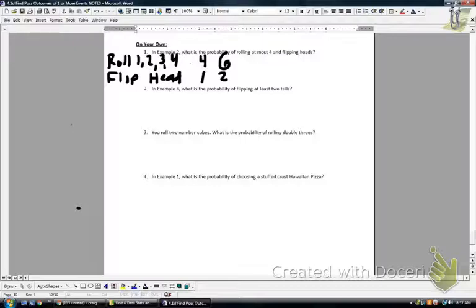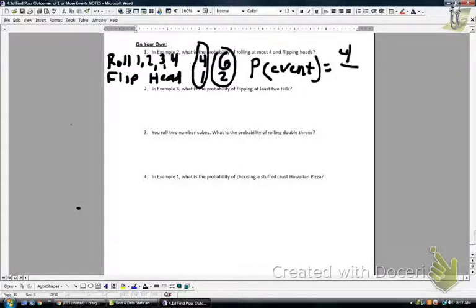Okay, so on your own, it says in example 2, what is the probability of rolling at most 4 and flipping heads? So how I've set mine up is the first column right here is my favorable outcomes, and my second column is my total possible outcomes. Fundamental counting principle says to multiply, so the probability of this event is 4 times 1 is 4, 6 times 2 is 12. 4 twelfths, which simplifies to 1/3, which is 33 1/3%. Okay, so I just wanted to see how to do that.